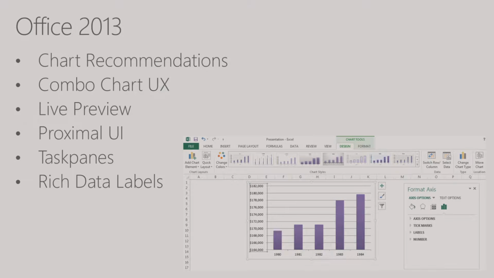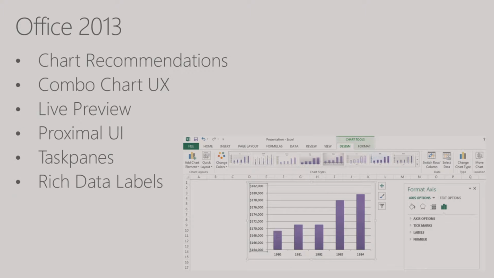We also integrated task panes. These are the pieces of UI on the right-hand side that give you access to all of the more fine-grained properties of the chart. These are basically modeless task panes, so whenever you apply a property, you can see the immediate effect on the chart. You don't have to dismiss a modal dialog and then see what the effect was.